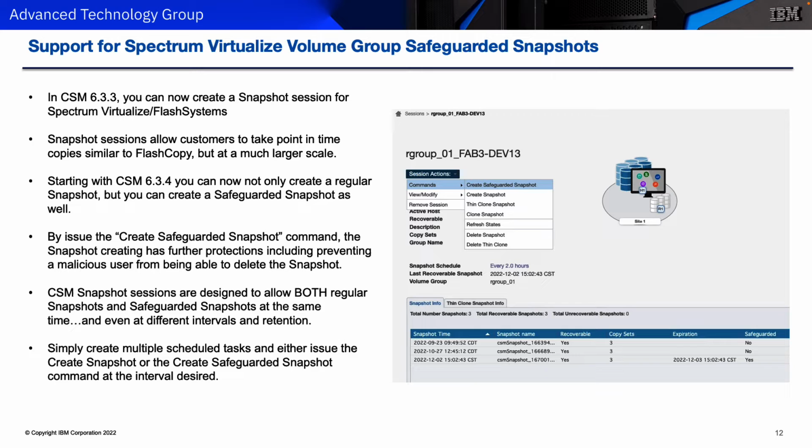Well, you can create two schedules against the same session, where one is scheduled to do hourly snapshots, and the other is scheduled to do a daily safeguarded snapshot, so that the hourly ones can be deleted, but the daily ones are truly safeguarded. So we allow you to do both. We show you both. In that screenshot, you can see the safeguarded column. It'll show you yes or no, show you the expiration, etc. So it's quite powerful. You can manage it all under one CSM session.